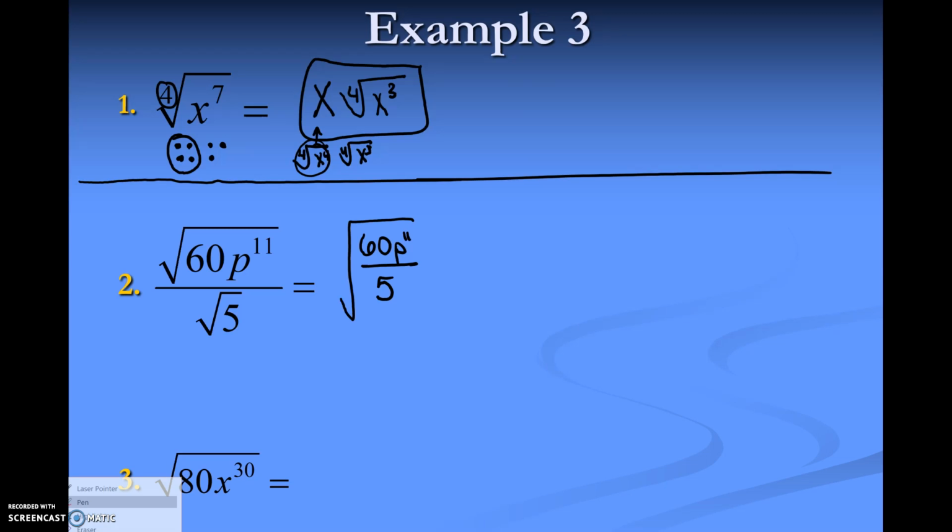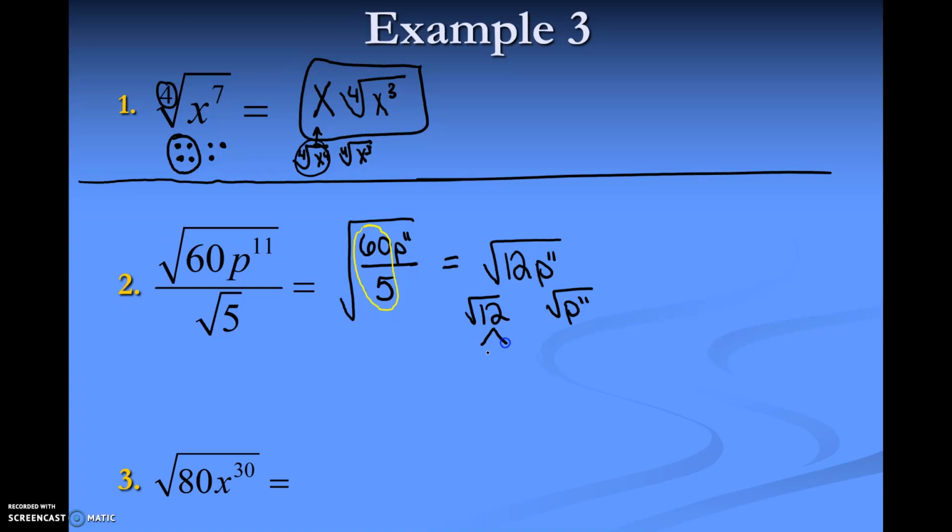Think about the fraction 60 divided by 5. Can we do 60 divided by 5? What is 60 divided by 5? 12. So we have 12p to the 11th. Doesn't that seem a lot simpler than what we originally started with? So now we can split this into the square root of 12 and the square root of p to the 11th.